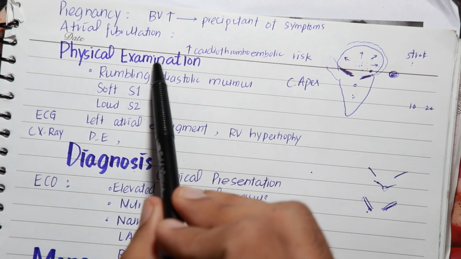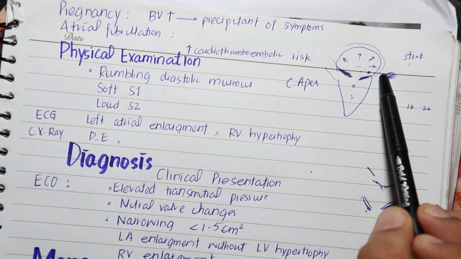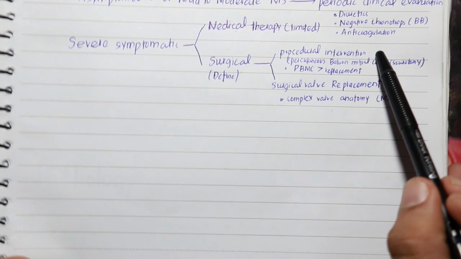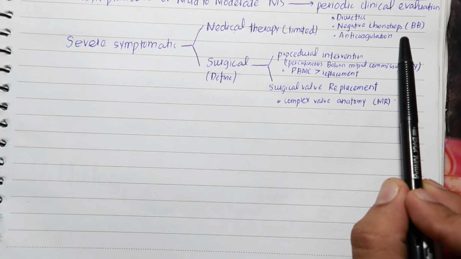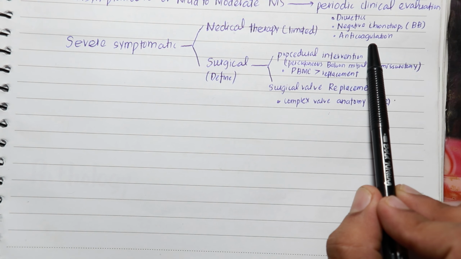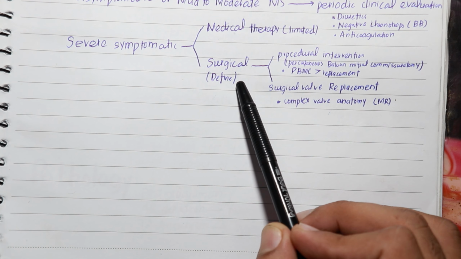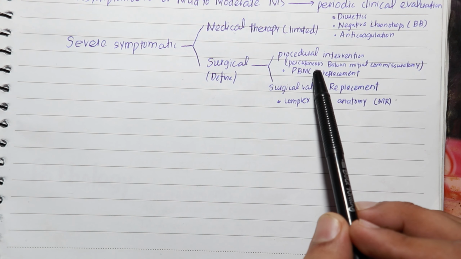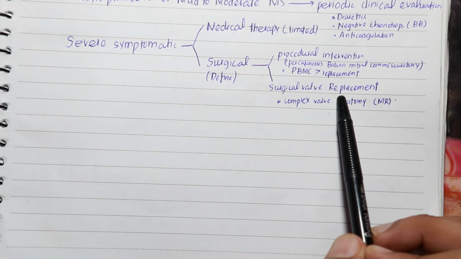Here we have studied that there would be thromboembolic risk. So in order to prevent this, we give anticoagulation therapy. This is limited. The patient will not fully recover. To fully recover the patient, there is surgical treatment. Now it is of two types. Either it is procedural intervention or it is surgical valve replacement.